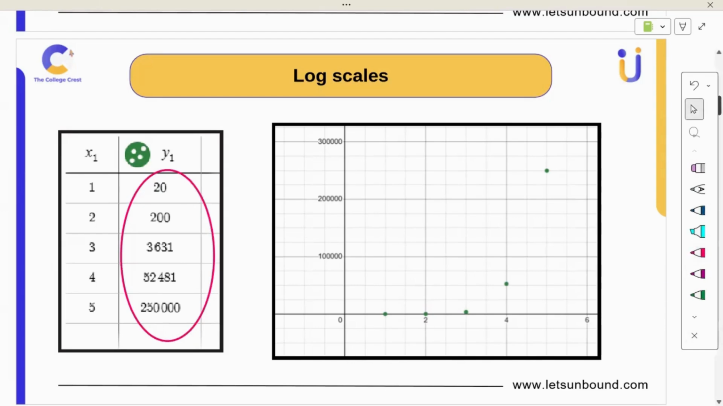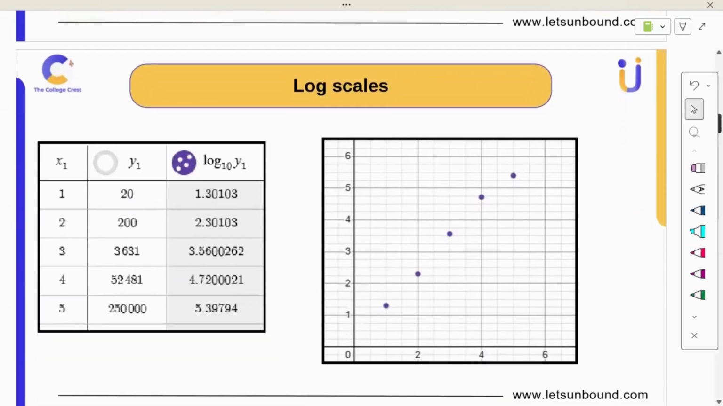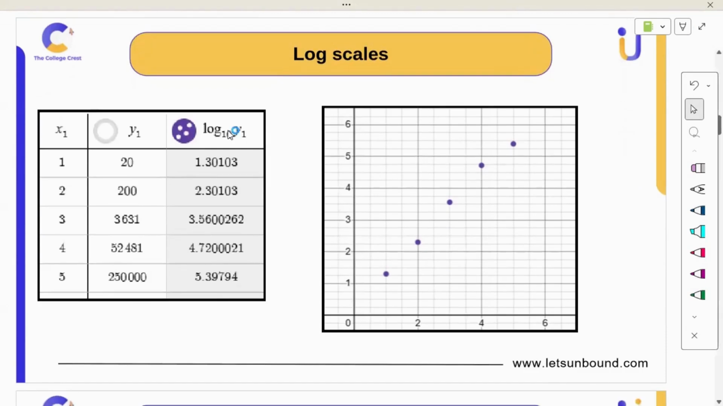So I will take the logarithm of y1. That will give you some simple values. One axis will be linear and the other will be based on logarithm. So this is what semi-log plots are. It's not fully logarithmic, right? One is linear, the other is logarithmic, that is a semi-log plot. Here you see, I just take log base 10 of y1. And I got this. So very simple.